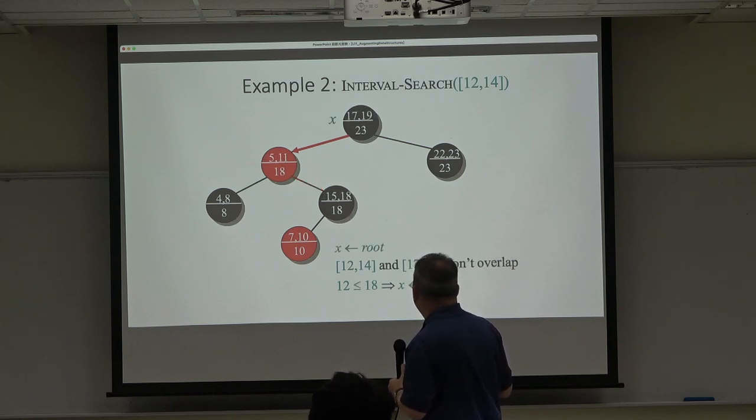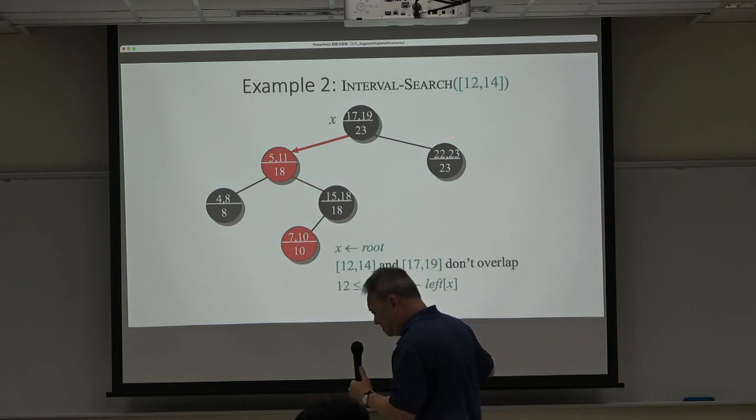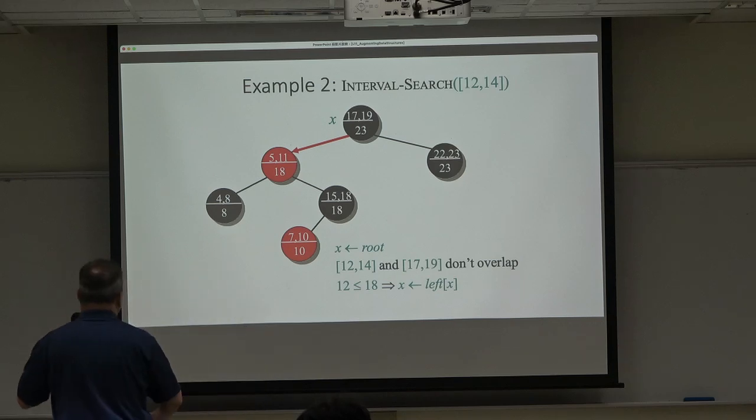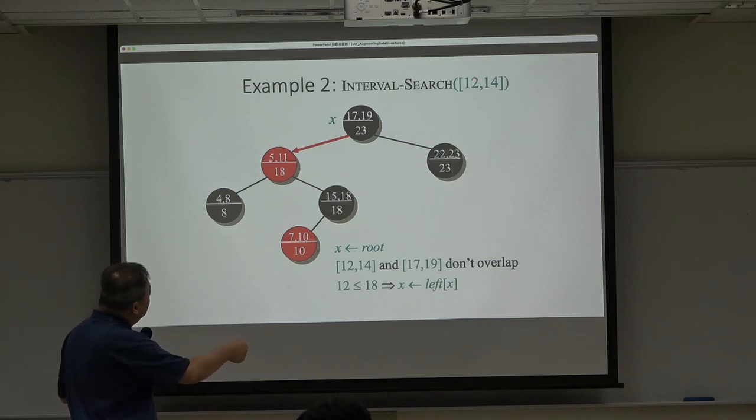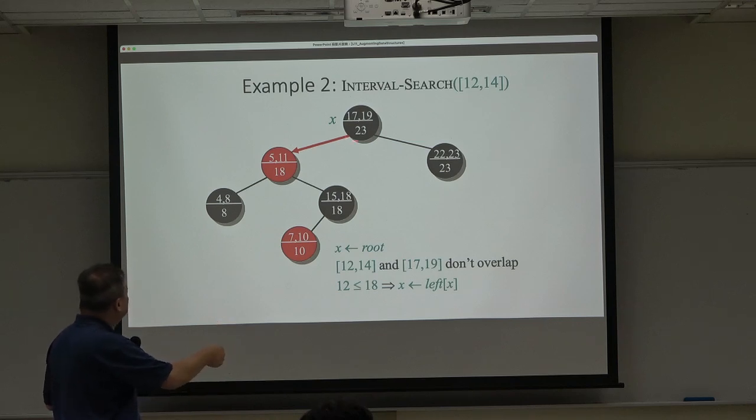Oh, this is another example. Let's look at the other example. Another one is 12, 14. The query interval I is 12, 14, with the same interval tree. If you check with the root, it's not overlap. So we go to the left child because 18 is bigger than 12. So 5, 11 is not overlap with 12, 14 either.